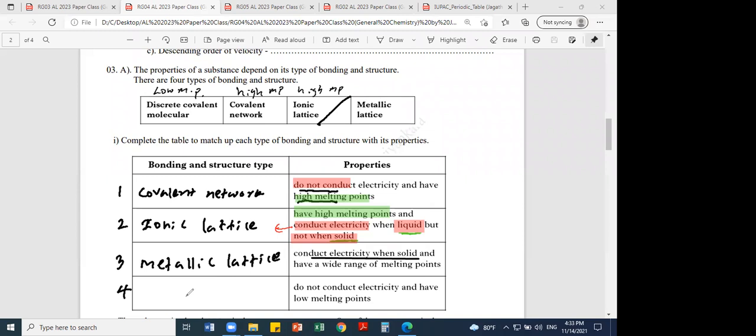Then number 4, do not conduct electricity and have low melting point. What is the remaining one? Discrete covalent molecule.